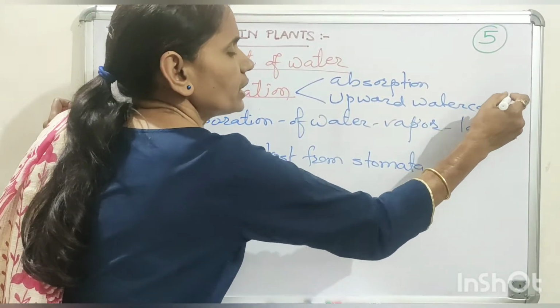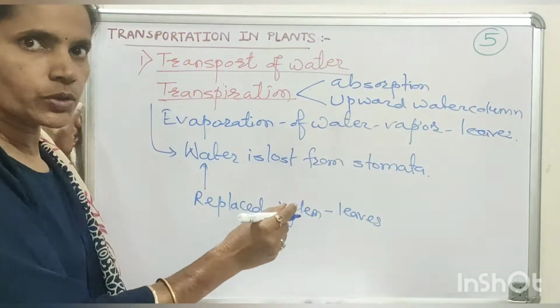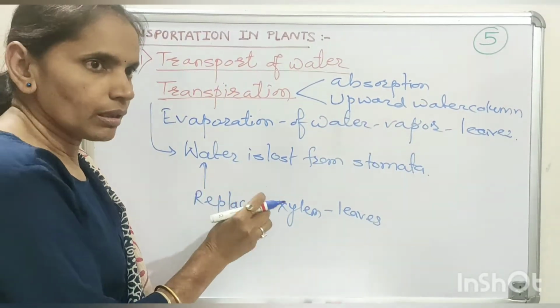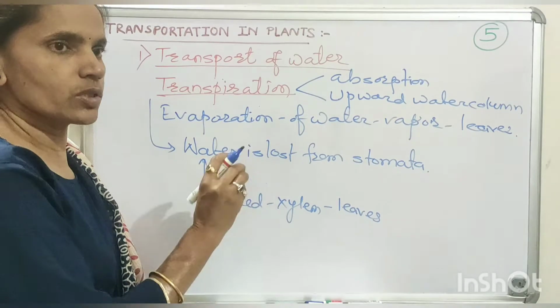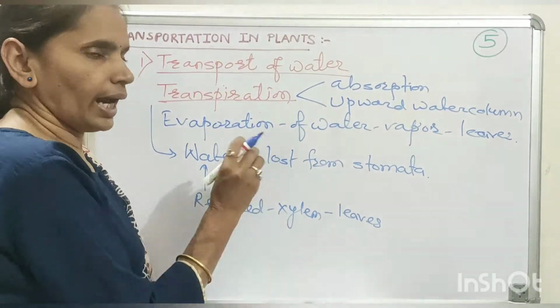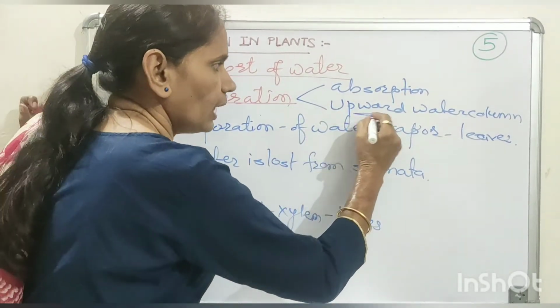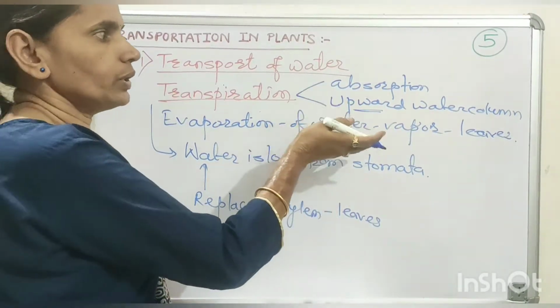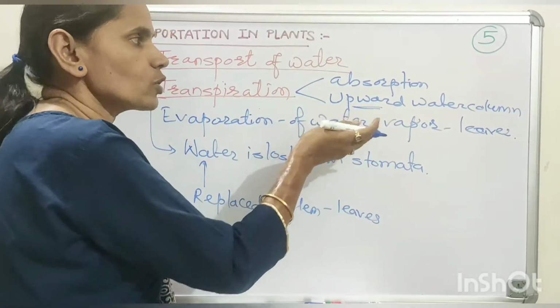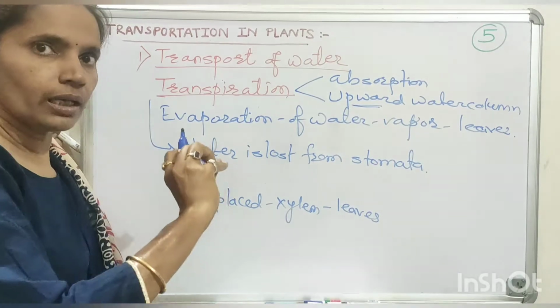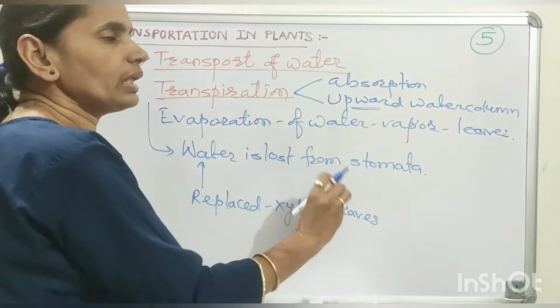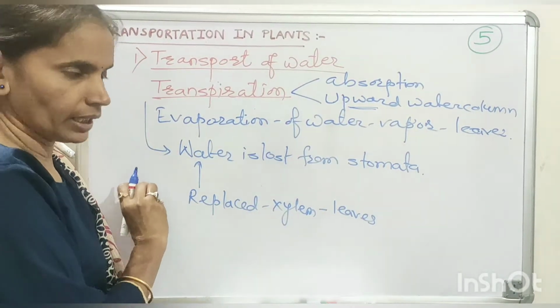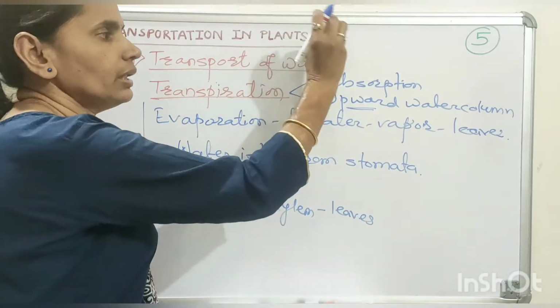So the transpiration helps in absorption of water and the minerals that are dissolved in it from the soil via roots, and it also helps in the pushing of the water column upward so that the water entering from the root will reach each and every part of the plant, including the leaf at the top.